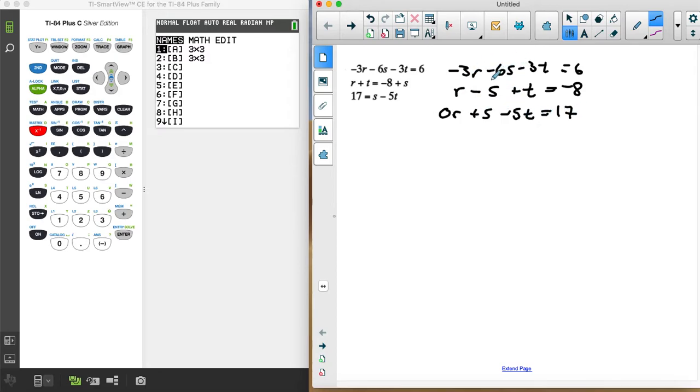And so again, I want all my variables on the left-hand side, and I want all my r's lined up in a column, all my s's lined up in a column, and all my t's lined up in a column. And then on the right-hand side, I have all of the constants. And so we're going to make our matrix using the coefficients of our variables. And so we have negative 3, 1, 0, negative 6, negative 1, 1, negative 3, 1, and then negative 5. So that's my coefficient matrix.